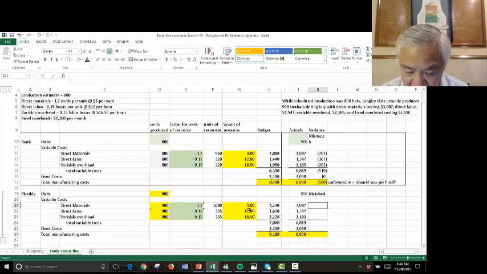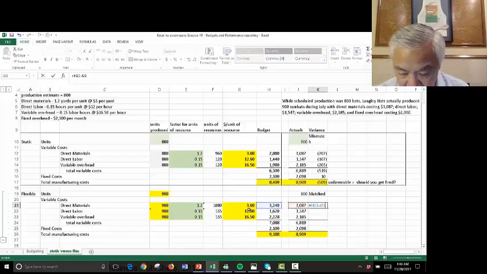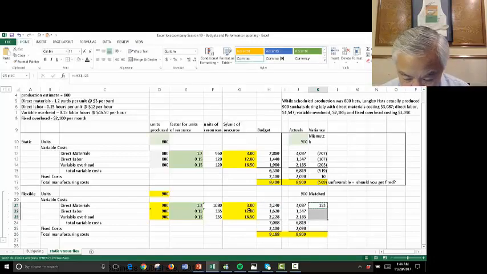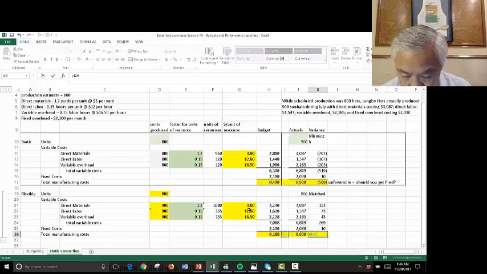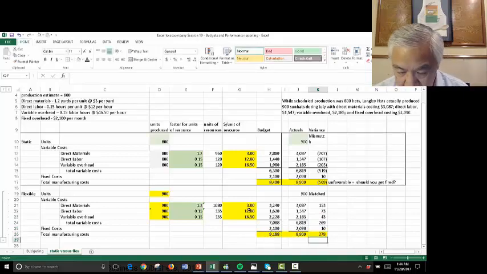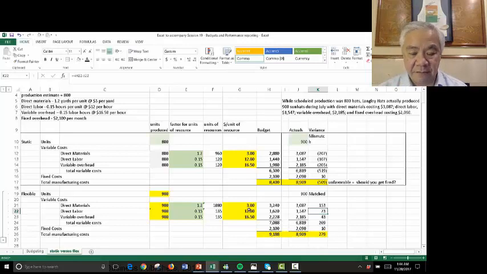We use the same approach of budget minus actual, and I'll just copy it this time. Instead of having a bunch of negative, unfavorable signs, these are all favorable. We used less material, less labor, less overhead than we anticipated. Since we were at 900, we made 100 extra units. We're actually under on a flex basis. Overhead, we saved $10, so that's nice too.